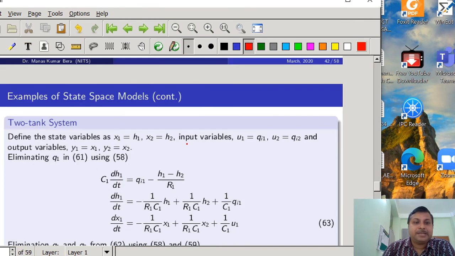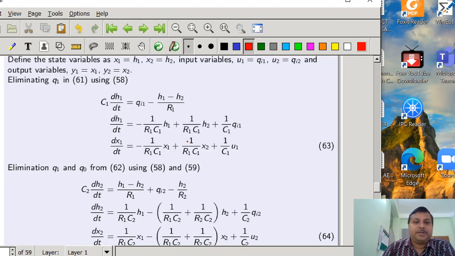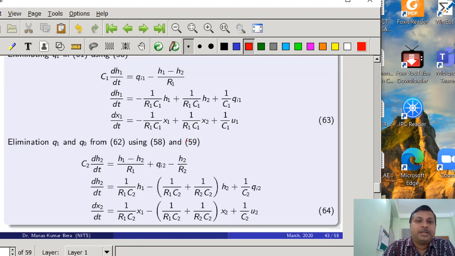If you replace them, you get the first differential equation, dx1 by dt, by assuming x1 is equal to H1, and on the right hand side you can see that all the terms are associated with x1, x2 and the input u1.